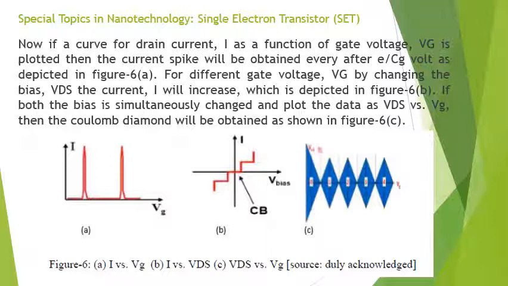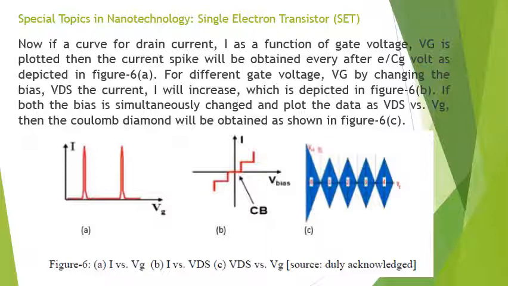And it can also be made clear by the characteristics. So if a curve for drain current I as a function of gate voltage Vg is plotted, then current spikes will be obtained at certain values of voltage, as shown in figure A, right? So there are spikes of the current versus the gate voltage. For different gate voltages, by changing the bias, whatever the voltage is from drain to source, the current will increase. That is shown in figure B.